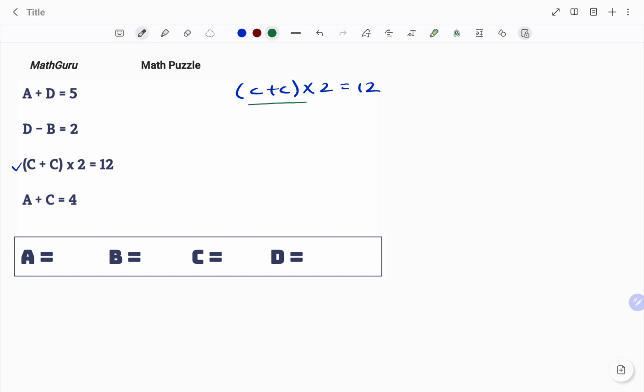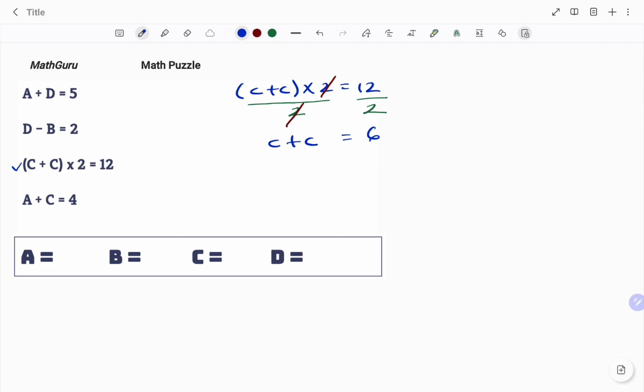So, using the balance method, whatever you do on your left, you do on your right. So we have the 2 as the same factor at the top and at the bottom. That cancels out. I'm left with c plus c in the bracket equals 12 divided by 2 on the right, 6. If I add c and c, that means I need two numbers which are the same. If I add together, will give me 6, and that is 3.